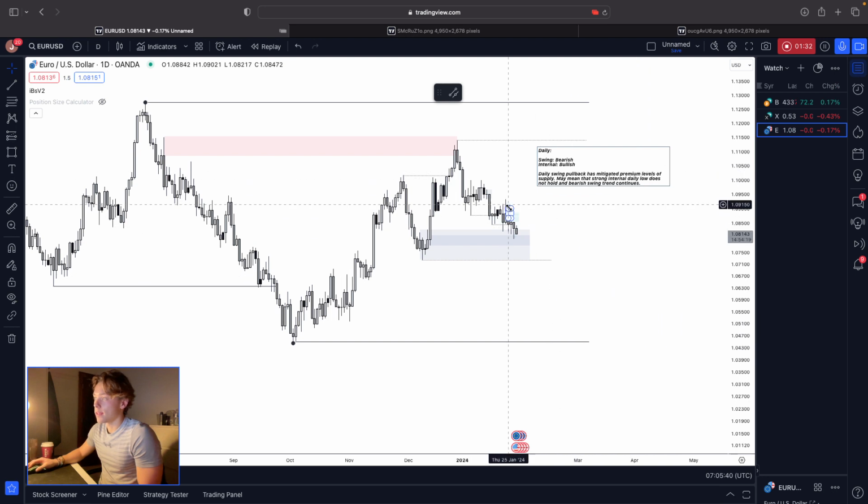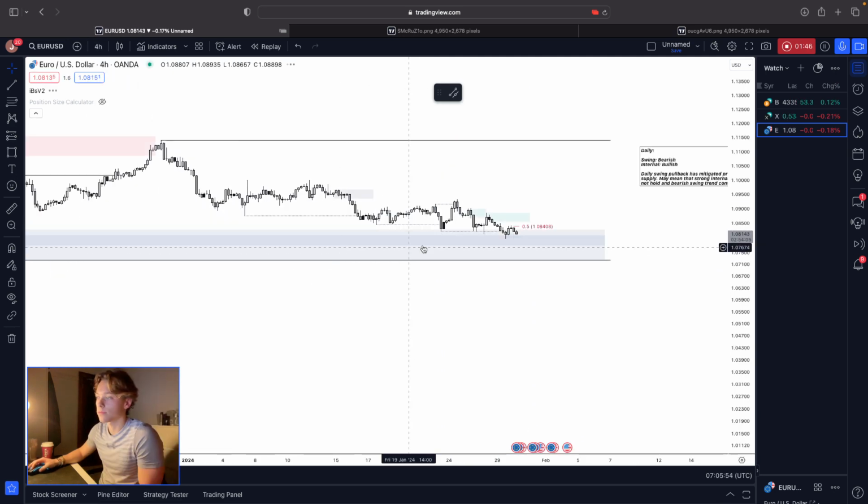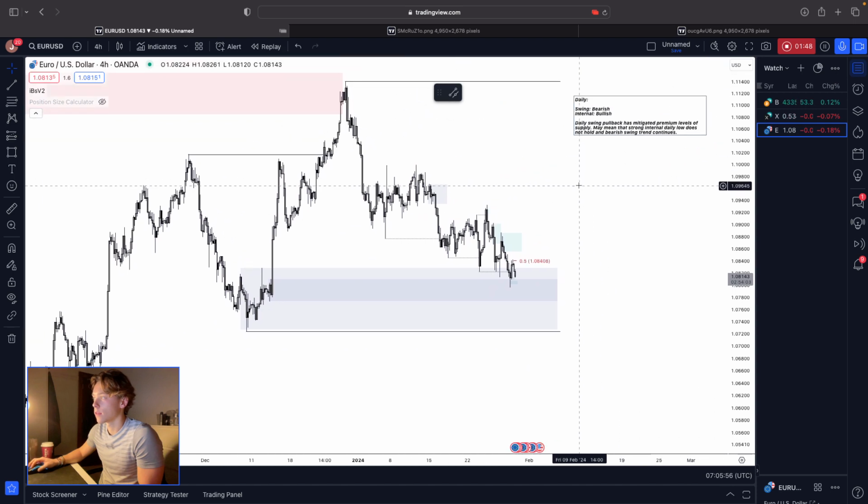So on the daily time frame, it's still a bit unclear. We could start pushing up from this demand. However, we have to be aware that this low could likely go. So let's go down to the 4 hours.